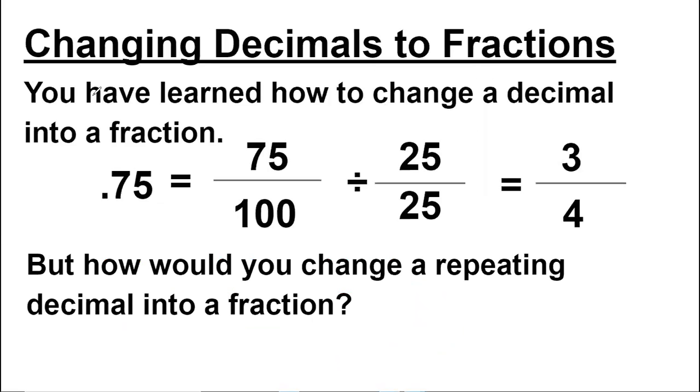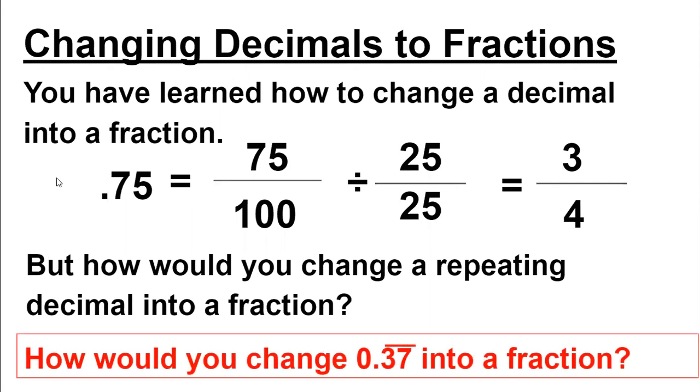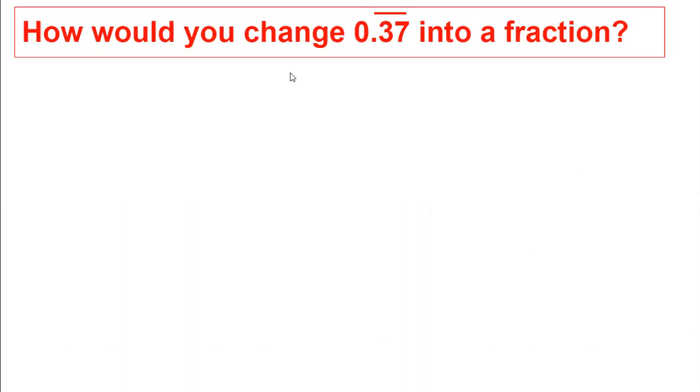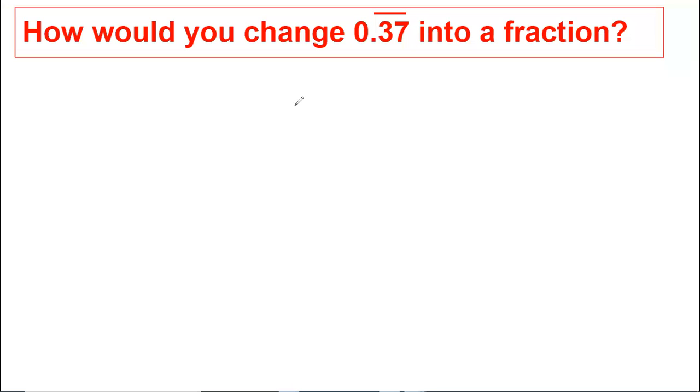Let's see what we do. The next slide. Okay, we're going to change 0.37 repeating into a fraction. Let's take a look at that. How would you change 0.37 repeating into a fraction? When I say 0.37 repeating, what do I mean by that? I mean 0.37, and the bar is over the 3 and the 7. That means 3 and 7 repeat, repeat, repeat.